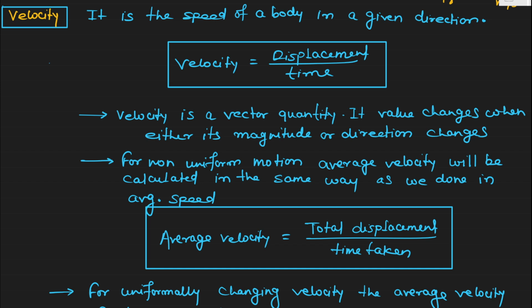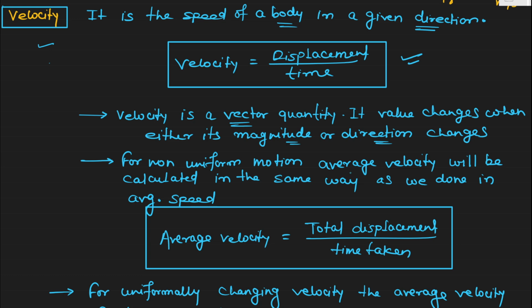Next, you can see velocity. It is the speed of a body in a given direction. Velocity is a vector quantity and its value changes when either magnitude or direction changes. The velocity formula is displacement upon time. As we know, displacement is also a vector quantity, so velocity can be negative, positive or zero, and displacement also can be negative, positive or zero. So displacement per unit time with direction is known as velocity.